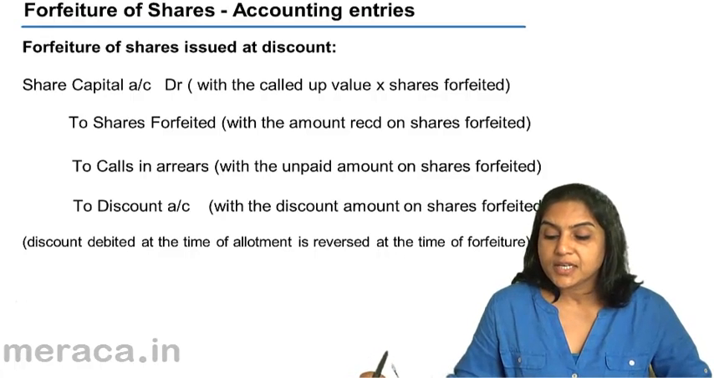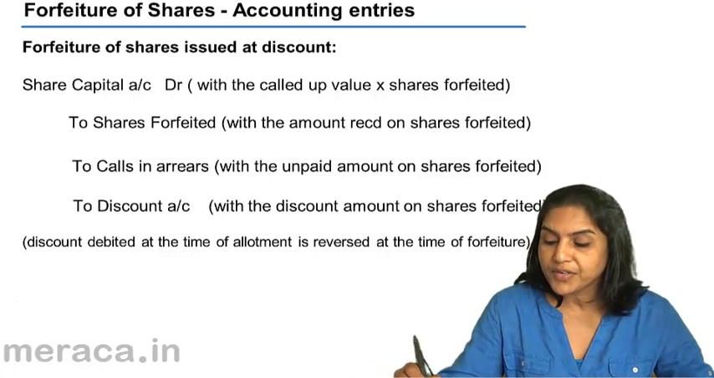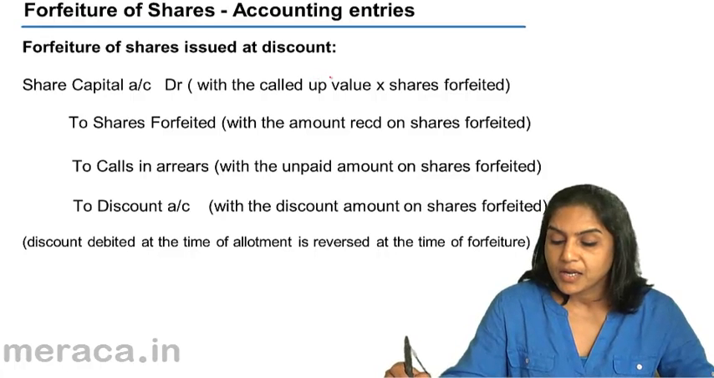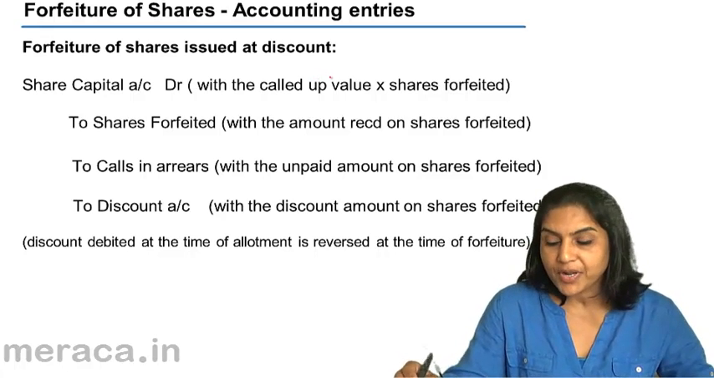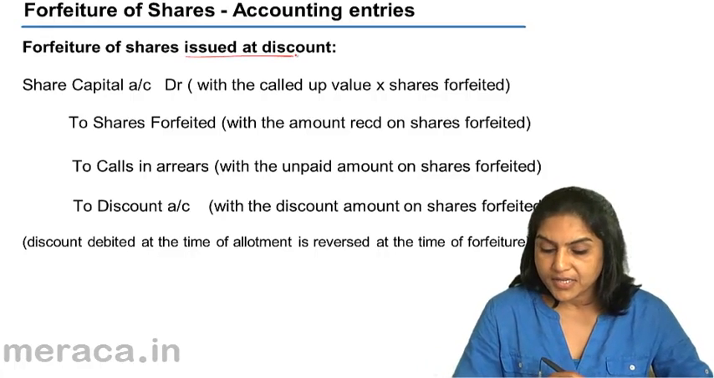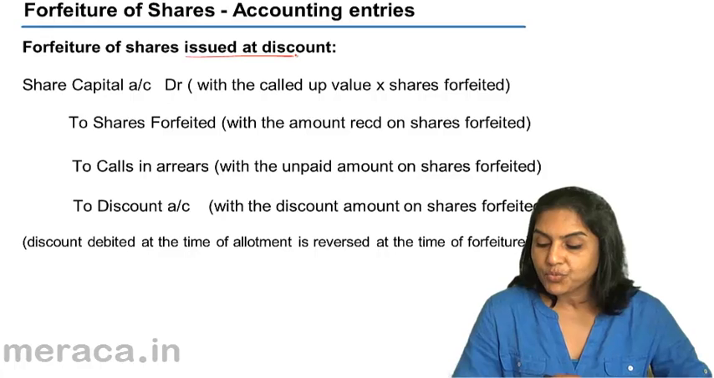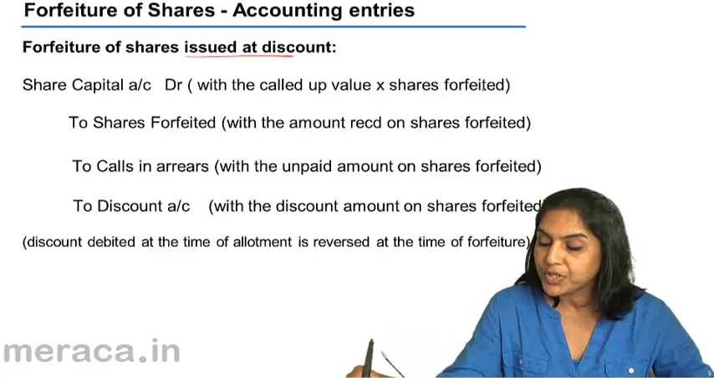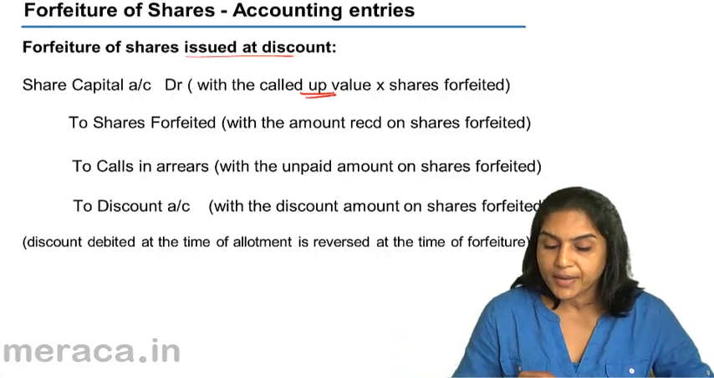Forfeiture of shares issued at a discount. What is the difference when shares were issued at a discount and these shares are being forfeited? The entry is share capital account debit with the called up value into the shares forfeited. It's always called up value.